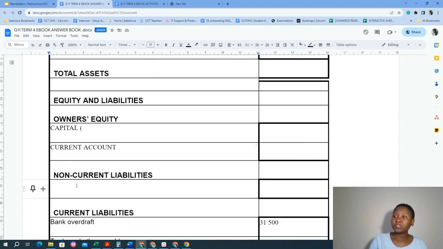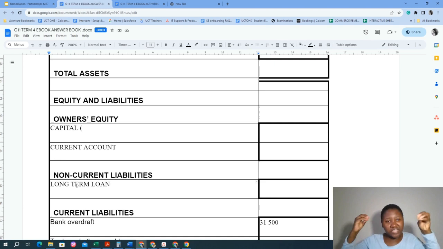Now we're moving on to the non-current liabilities. In non-current liabilities, you will have a loan, usually a long-term loan. I'm just going to put long-term loan because it can be confusing. This loan is like a bond. Sometimes they have an agreement where you'll be paying this for the next 30 years. Obviously, the amount owing is going to be reduced every year.